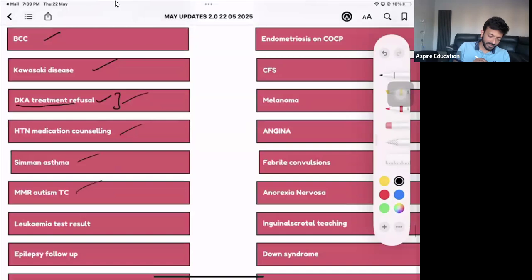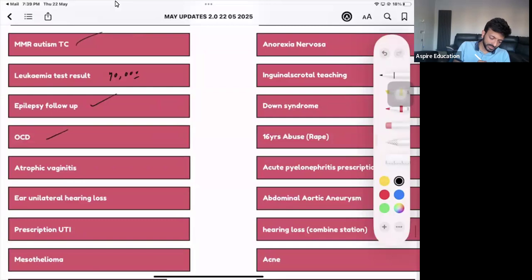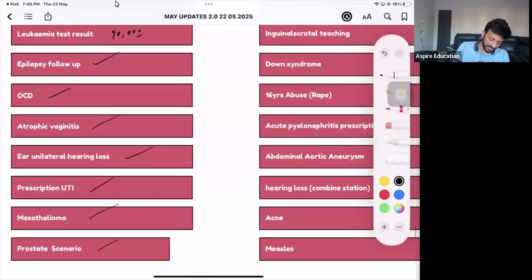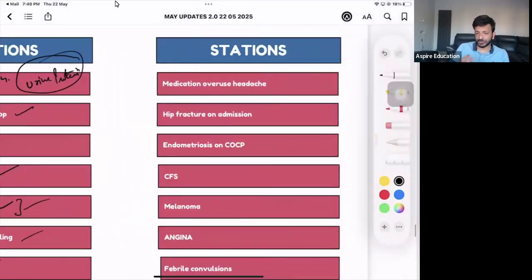Hypertension, asthma, MMR causing autism, leukemia. The blood test shows WBC count of 40,000. Patient went for well-man checkup. So yeah. Epilepsy follow-up, OCD, atrophic vaginitis, hearing loss, UTI prescription, mesothelioma, prostate scenario. So all these are very common scenarios that you can easily do.